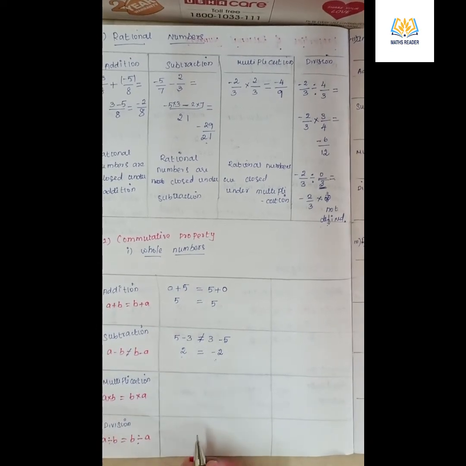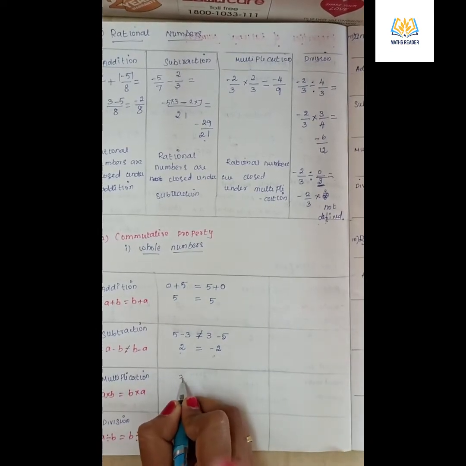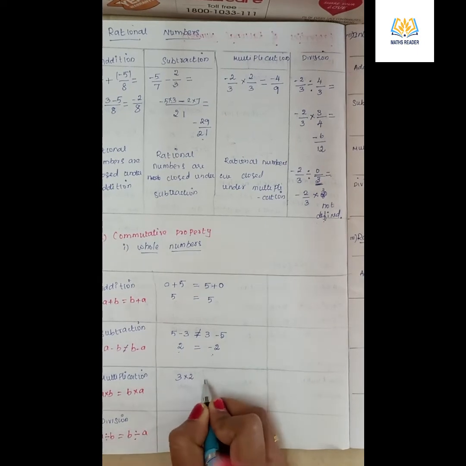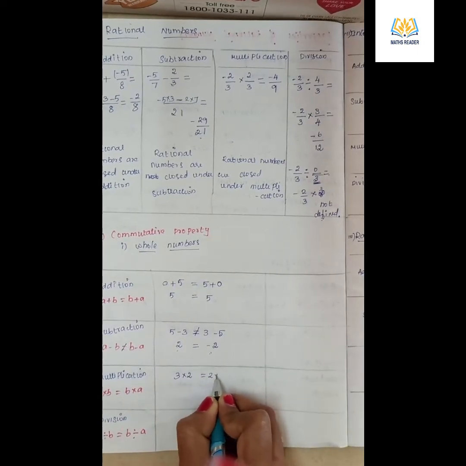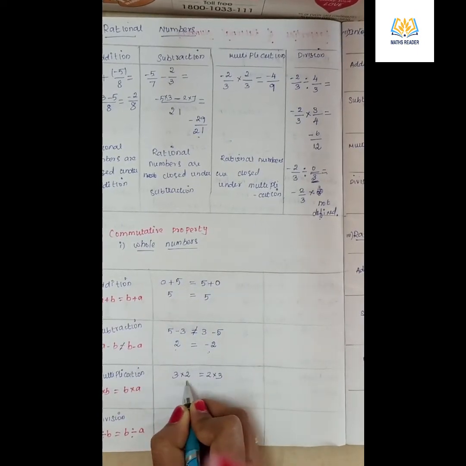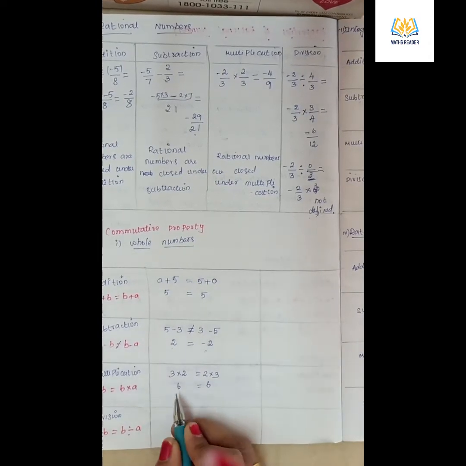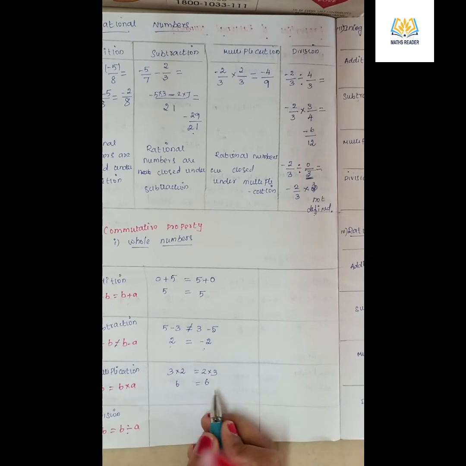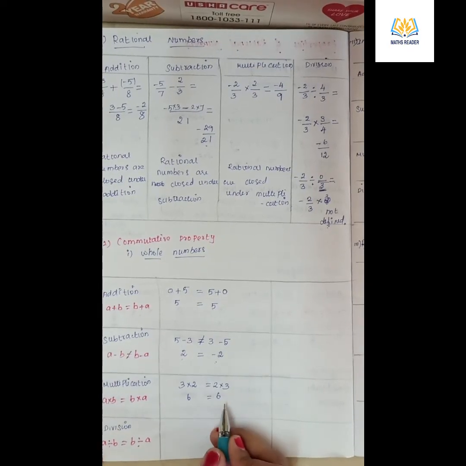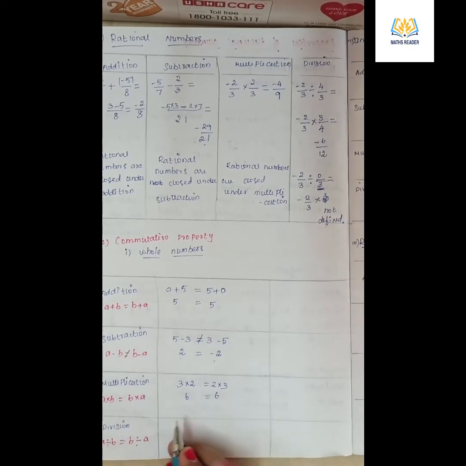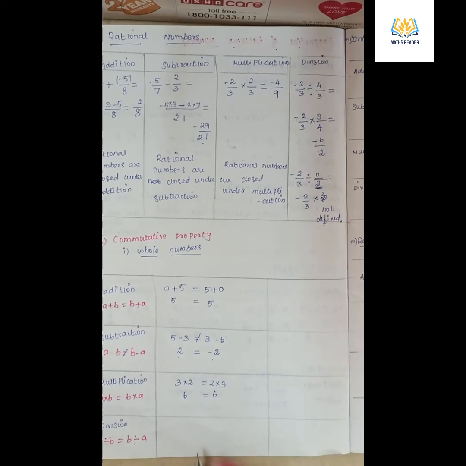Next is multiplication. So 3 into 2 is equal to 2 into 3. So 3 2s are 6, 2 3s are 6. So 6 equal to 6. We get same answer. Multiplication satisfies this commutative property.